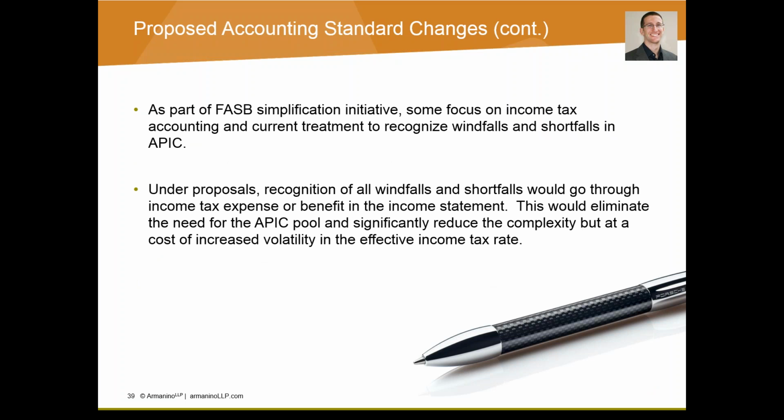Some of the things on the tax side, they're looking to simplify some of the deferred tax rules around shortfalls and windfalls. The biggest thing that you need to know on here is that they're discussing eliminating the need for the APIC pool, and they believe that this will reduce complexity. But the challenge is that by eliminating the APIC pool, the impact would go directly to the income statement. So you'd have a tax expense or benefit on the income statement. I think a lot of companies and providers are concerned about the volatility this will have on the income statement, on your P&L basically, and on your effective tax rate.